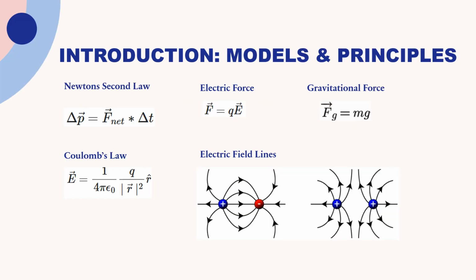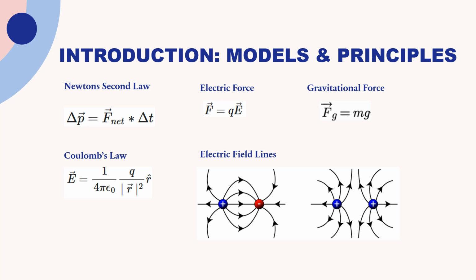Important physics concepts for this experiment are the momentum principle that says if there is no change in momentum, then the net force is zero. Coulomb's law says that the electric field for a point charge is the constant 1 over 4 pi epsilon naught, or K, times the charge over the distance from the source to the observed location squared in the r-hat direction. To find the electric force, multiply the electric field by the charge of the point charge.